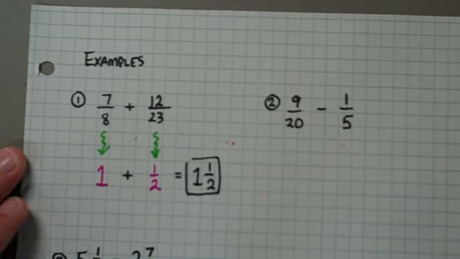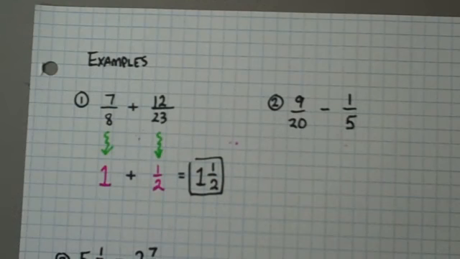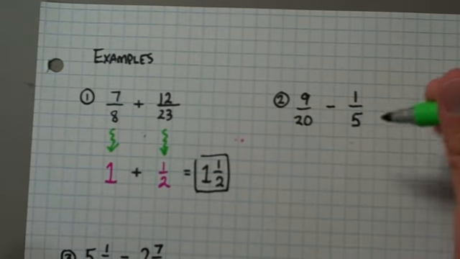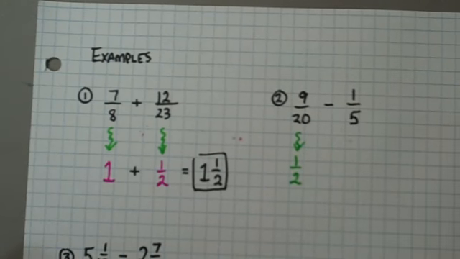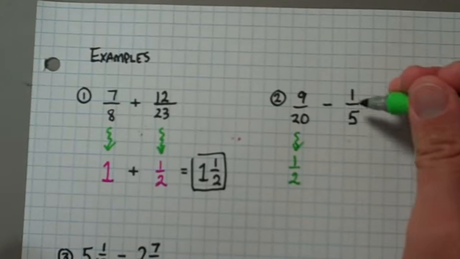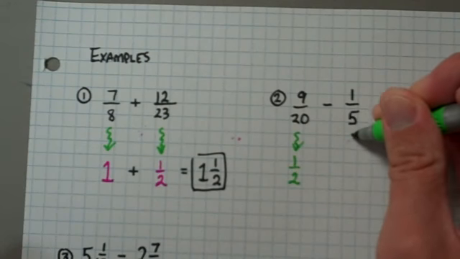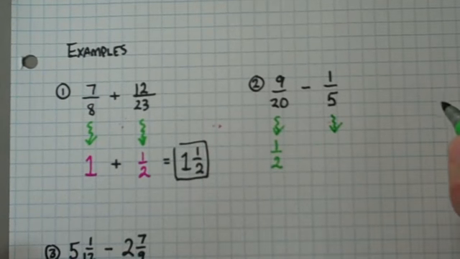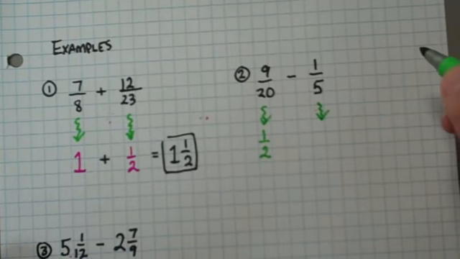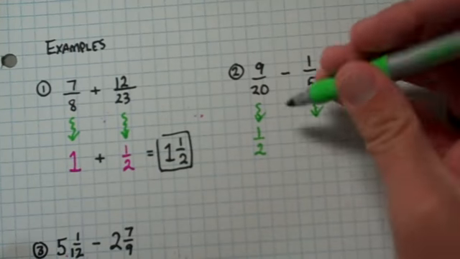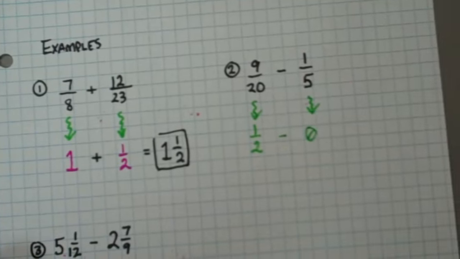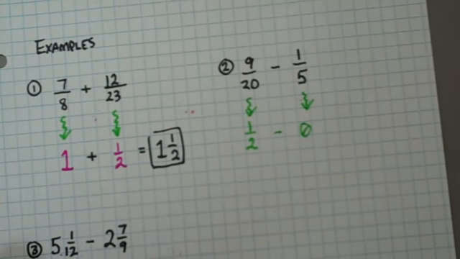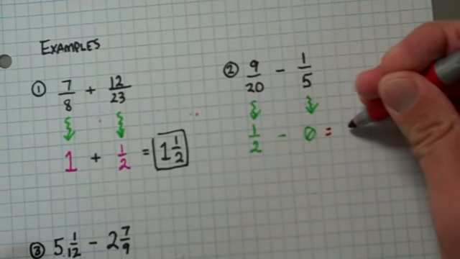Okay, let's do another one. We've got 9/20. Now 9 is about half of 20, so we're going to round that to a half. We're subtracting 1/5. Well, that's about 0, because 1 is much smaller than 5. So we're doing a half minus 0, and our answer would just be 1/2.